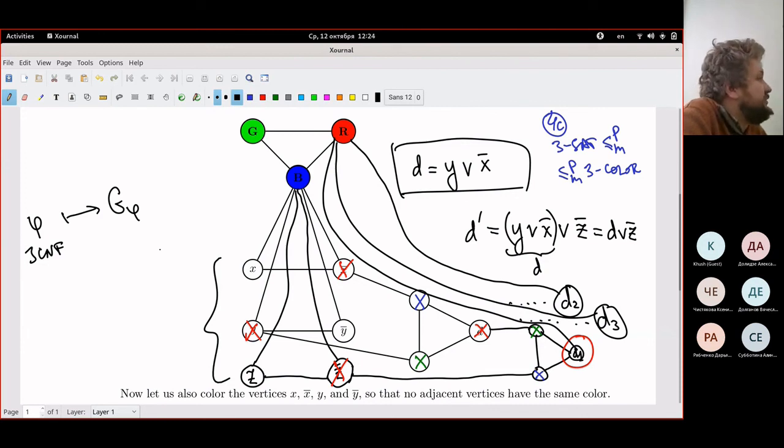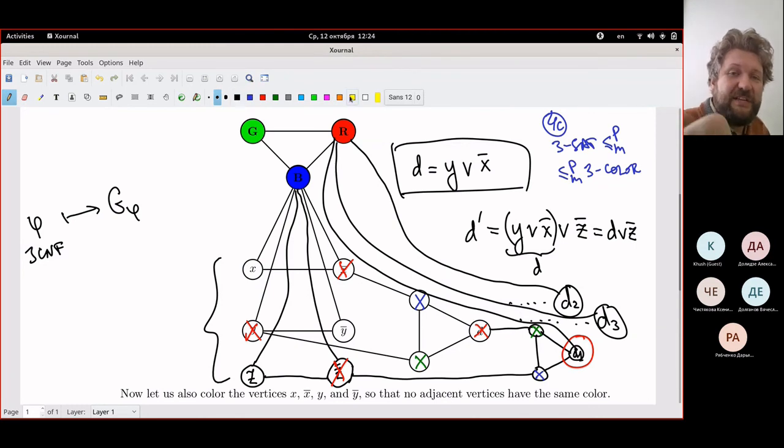Well, the cheating is on the top of the graph. You see that we said that the graph is three colorable, but we fixed the colors of the first three vertices, which we call the palette here. So we said that these guys should have the constant colors, right? But in the colorability problem, you cannot fix the colors of specific vertices. The colors just are arbitrary. How can this be fixed?